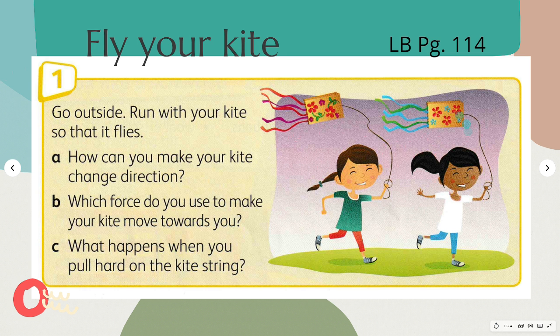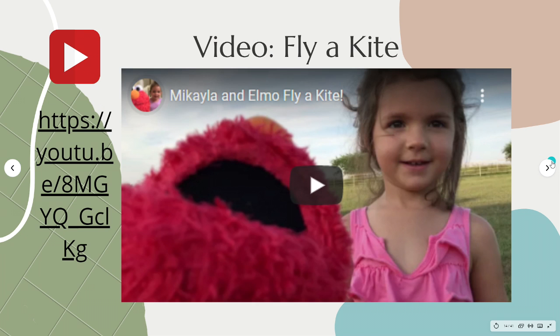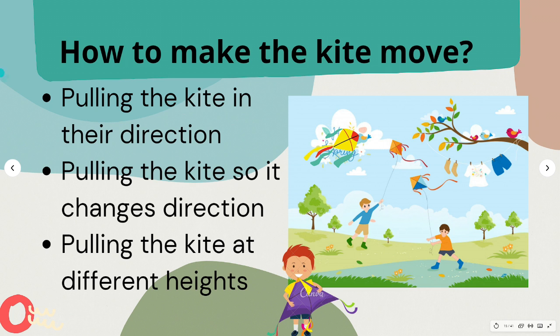You will try to pull the string in different ways, such as down, sideways, or upwards. You can also pull the string downwards or towards you. Remember, when you pull hard on the kite string, the kite is pulled in the same direction as the pulling action. So how do you make the kite move? Pull the kite in your direction or pull the kite so it changes direction.